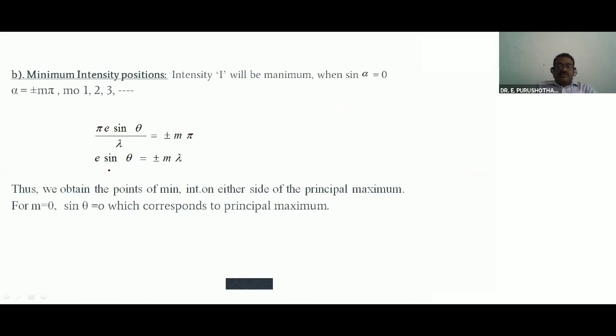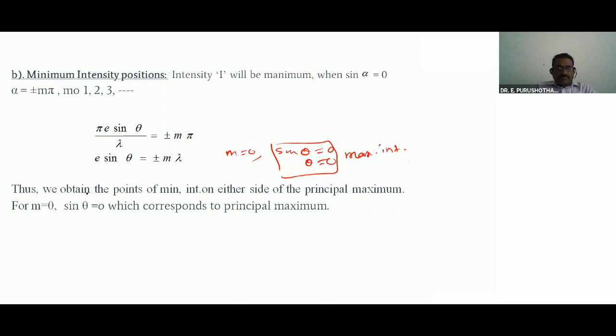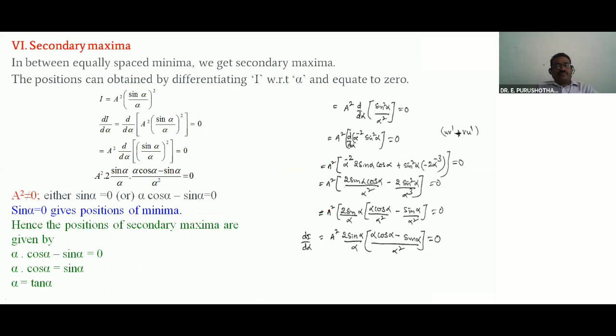So you observe here, sine theta is equal to plus or minus m lambda. For example, m is equal to 0, sine theta is equal to 0, then theta is equal to 0. What is this condition? This is the maximum intensity condition. You can see here, sine theta is equal to 0, theta is equal to 0. This is the maximum intensity condition, that is the principal maxima. For m is equal to 0, sine theta is equal to 0, which corresponds to the principal maximum.